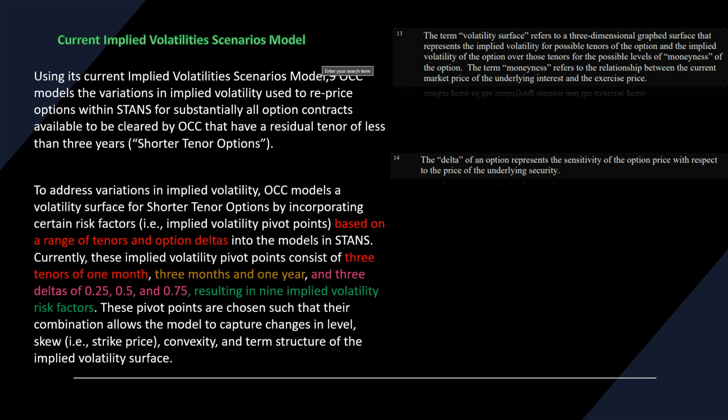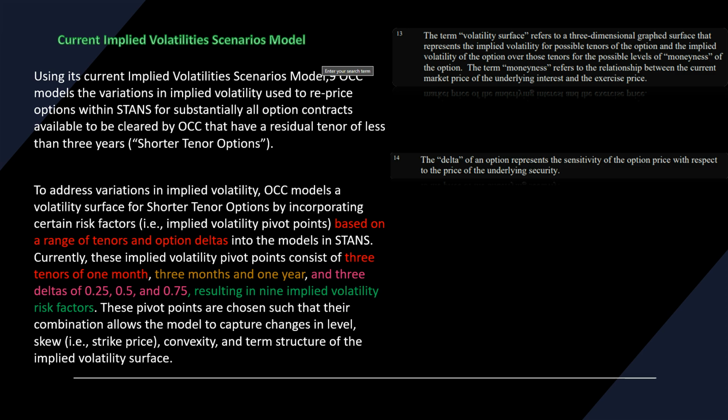Now, to address variations in implied volatility, OCC models a volatility surface for shorter tenor options by incorporating certain risk factors, for example, implied volatility pivot points, based on a range of tenors and option deltas, into the model, STANS. Now, a volatility surface refers to a three-dimensional graphed surface that represents the implied volatility for possible tenors of the option and the implied volatility of the option over those tenors for the possible levels of moneyness of the option.